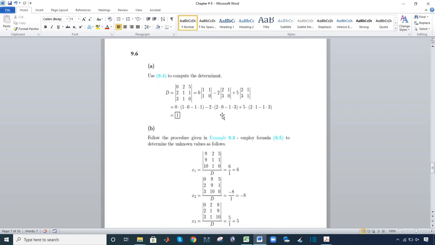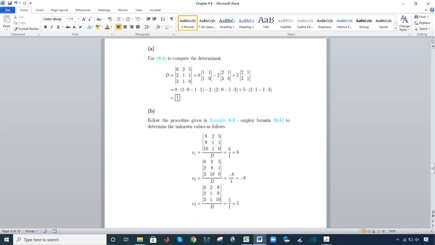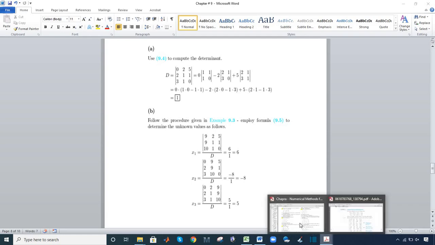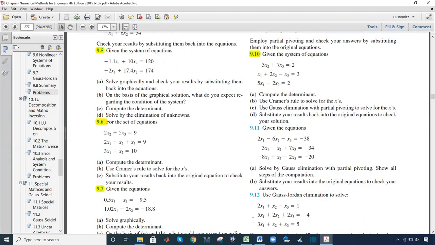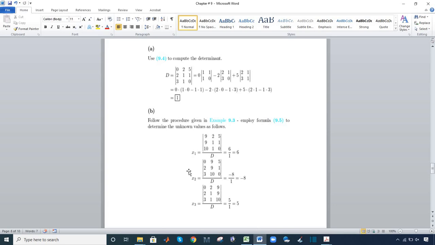Here the determinant is found as 1. It is a very simple method, you already know. And then second part is find the values of x1, x2 and x3 with Cramer's rule. Cramer's rule is x1 is equal to this one, and x2 this one, x3 this one.